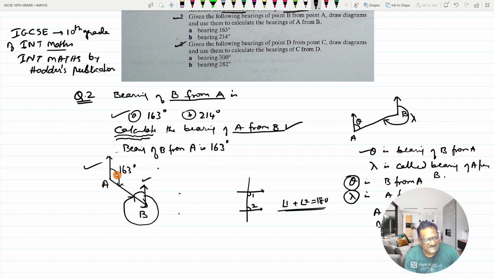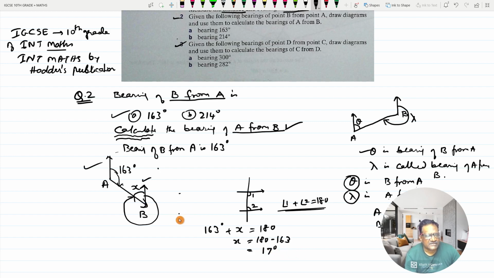So this 163 degree and this particular angle, let us call it X. So 163 degree plus this X should be equal to 180. So my X will be equal to 180 minus 163. Now 180 minus 163 is how much? 10 minus 3 happens to be 7, and 7 minus 6 happens to be 1. So 17 degree is my X.